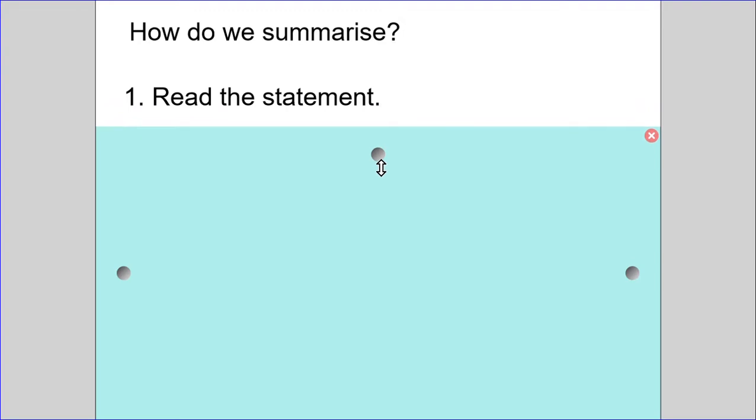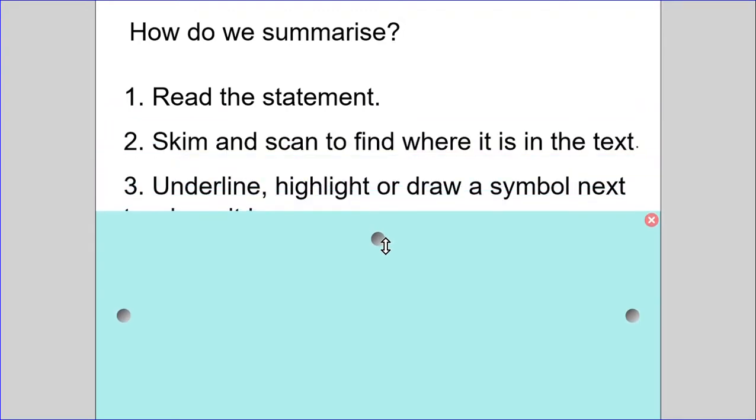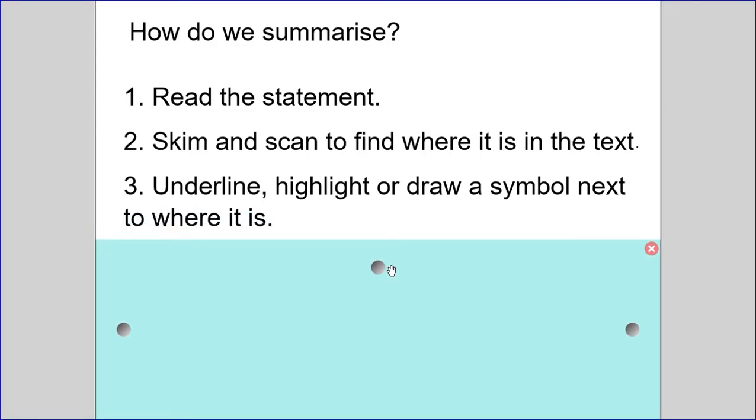So, first of all, I would read the statement. I would skim and scan to find out where it is in the text. I would underline, highlight, or draw a symbol next to where it is. Different classes have gone about this slightly different ways. It does not matter which method you use as long as you're comfortable with it and you do it in the right places.